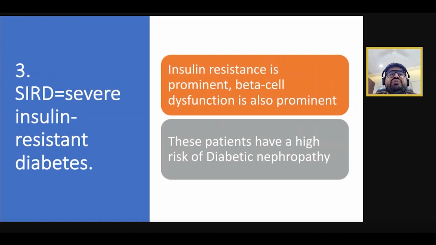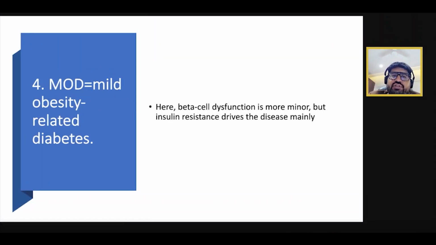Moving ahead, you have the severe insulin resistant form of diabetes, where the insulin resistance is prominent. Beta cell dysfunction is also prominent. So both things are there, but the insulin resistance is the primary driver of the disease process. These patients tend to have a higher risk of diabetic nephropathy. And we see this type of patients not uncommonly in India, right? So you have high insulin resistance, with beta cell dysfunction, but insulin resistance drives the process. This happens in patients who have more visceral adiposity, and these patients are also more likely to develop diabetic complications.